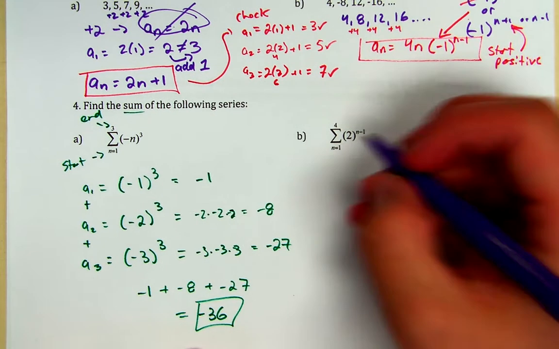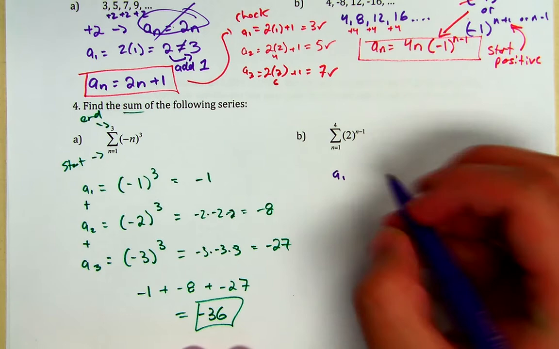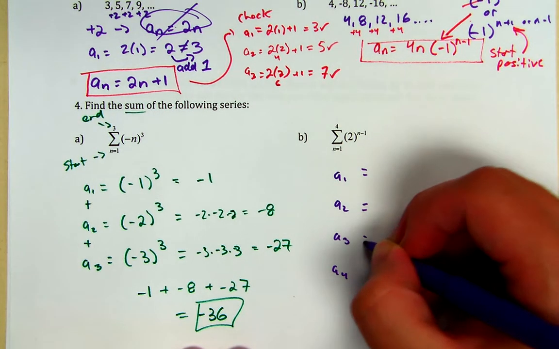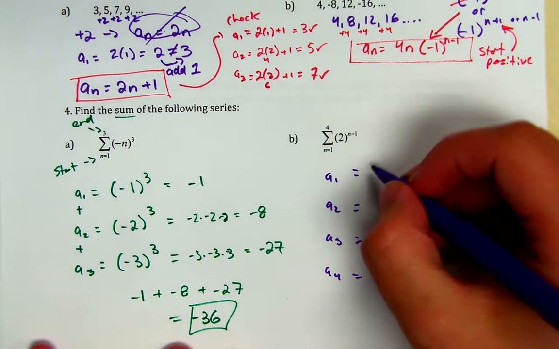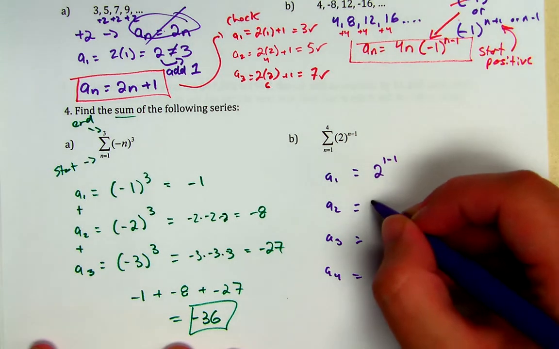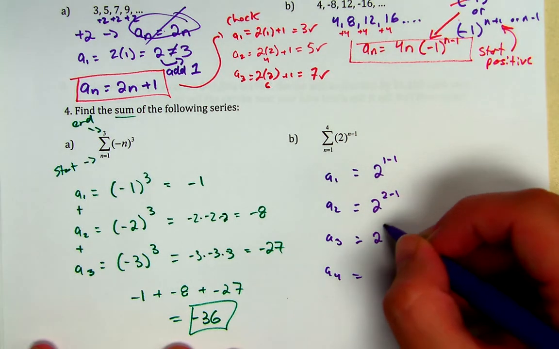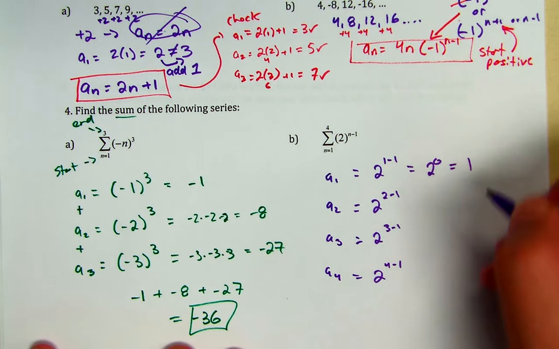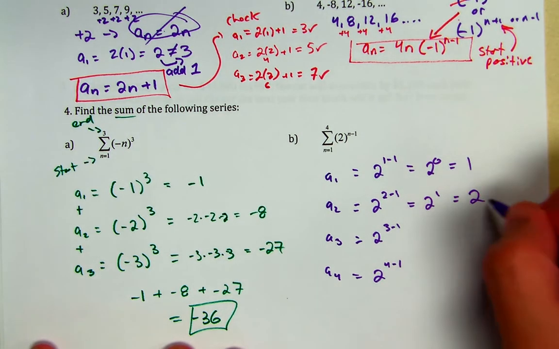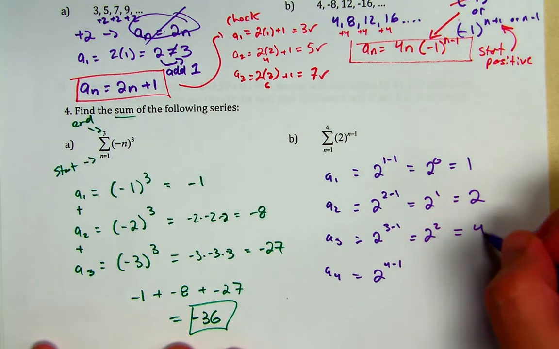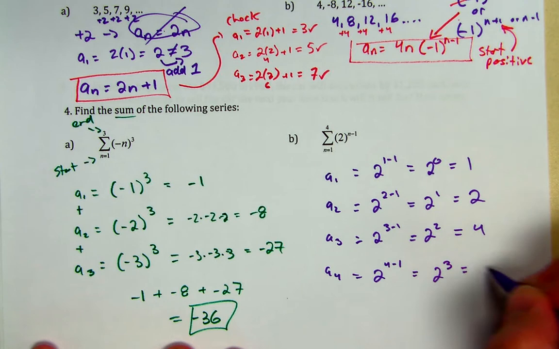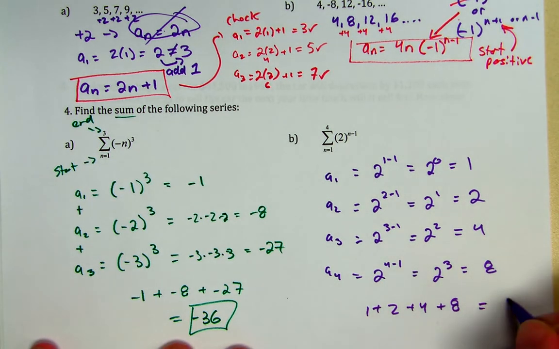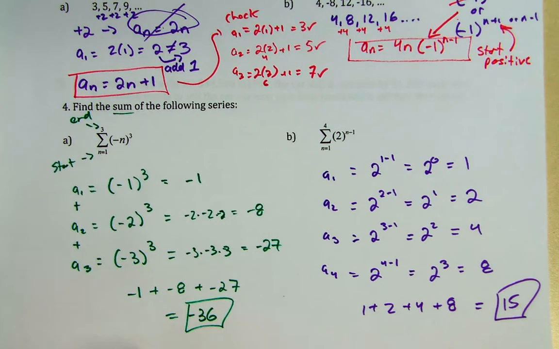We're going to do the same process over here. We're going to start at 1, A1, end at 4, A2, A3, A4. And we're going to add them all together. So 2 to the 1 minus 1, 2 to the 2 minus 1, 2 to the 3 minus 1, 2 to the 4 minus 1. 2 to the 0, which is 1, 2 to the first power is 2, 2 squared is 4, and 2 to the third is 8. So 1 plus 2 plus 4 plus 8 equals 15. Adding them all together.